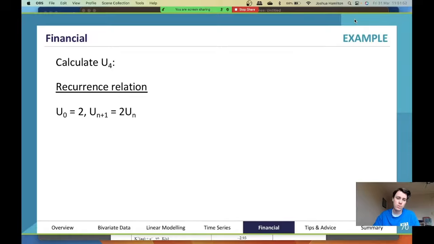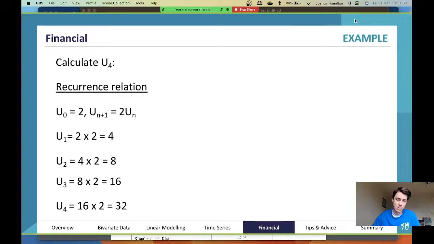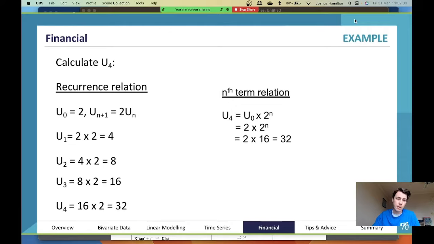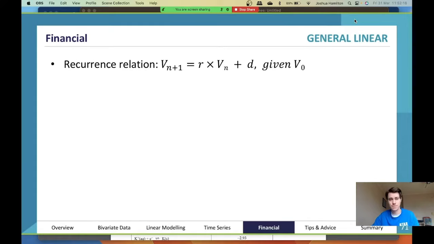I've got 2 as my original value, and my equation is to multiply by 2. So I go 2 times 2, 4 times 2, 8 times 2, 16 times 2. Very boring. Or I go U0, which is 2, times 2 to the power of n, which is going to be 2 to the power of 4. 2 to the power of 4 gives us 16. You can just do that in your calculator. 2 times 16 is 32. Much quicker way of doing it. So that is essentially your recurrence relations.